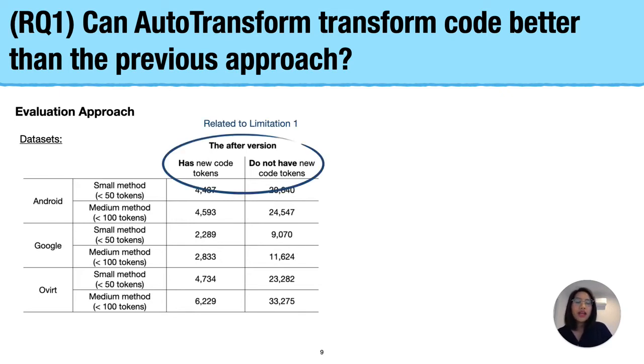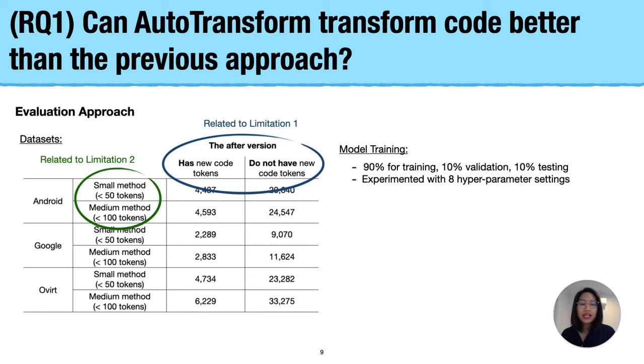And to evaluate the effectiveness regarding limitation 1, we classify changed methods into two types, which are methods that have and do not have new tokens introduced in the after version. And we also classify the changed methods into small and medium size to evaluate the effectiveness when the sequence becomes longer. Therefore, in total, we conduct experiments with 12 datasets.